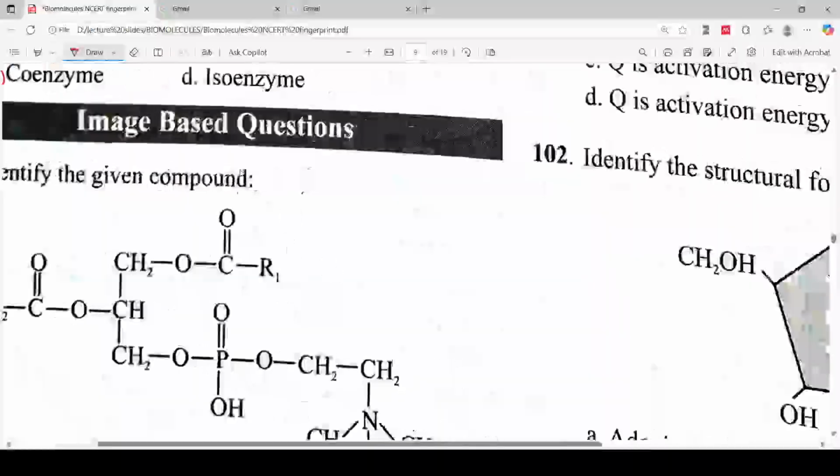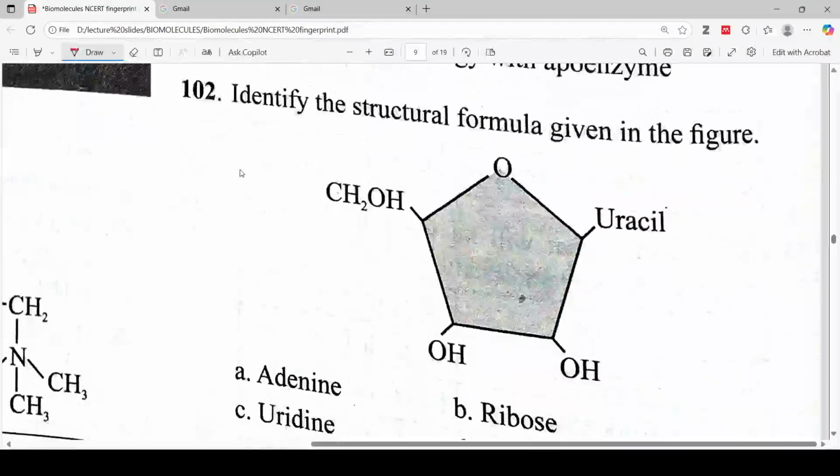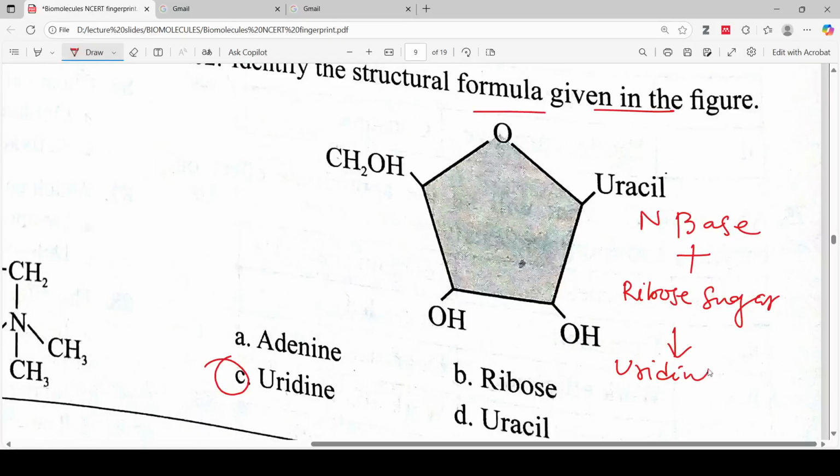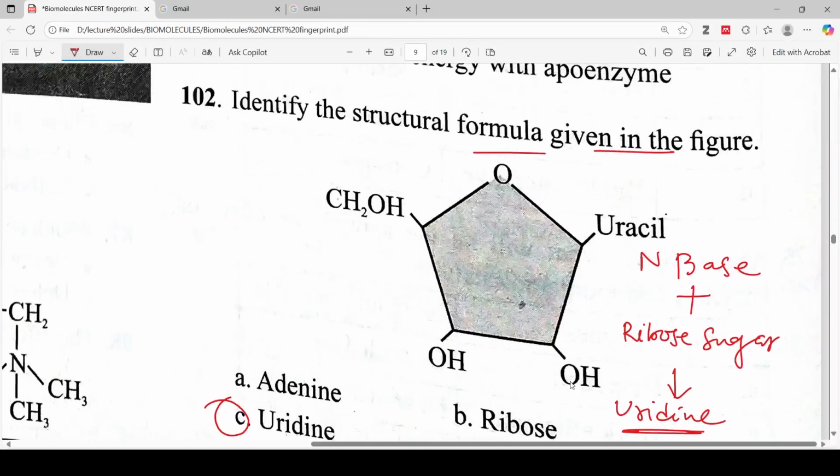Question: identify the structural formula of the given figure. So it is uridine, because it is a nitrogen base uracil plus the ribose sugar. So it is uridine. Let's move to the next question.